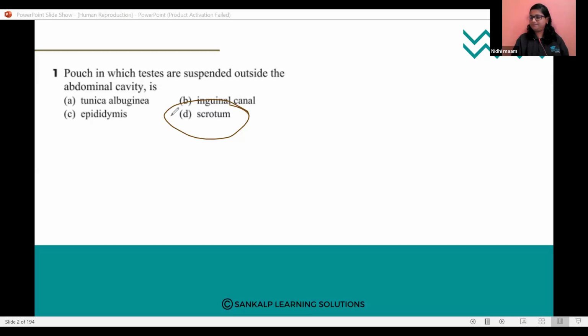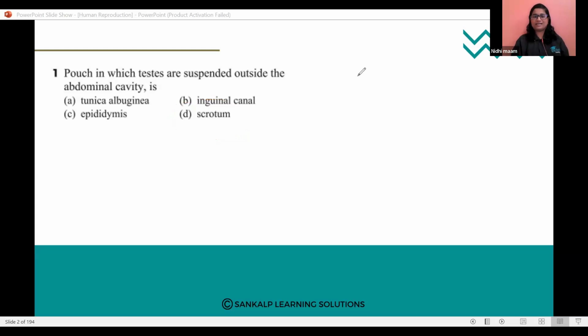Yes, YouTube students also answered it as scrotum. Right answer. Now tell me why the scrotum should be present. The quick response is given by Hema Patil: to maintain lower temperature. Yamuna Gowda answered it. Okay, Yamuna Gowda. Kirti Shri also answered it. Good going.